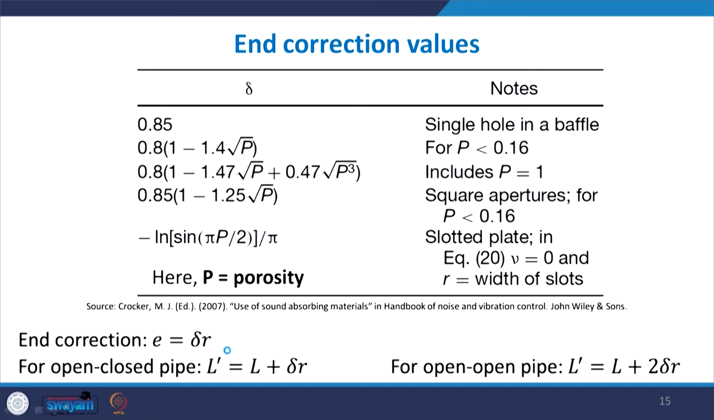This table shows you the various end correction factors. If you have a single hole in a baffle, which is our case, 0.85 is the end correction. Here 0.85 gives the value of delta, and E is simply delta times R. So for an open pipe, this is L plus 2 delta R.